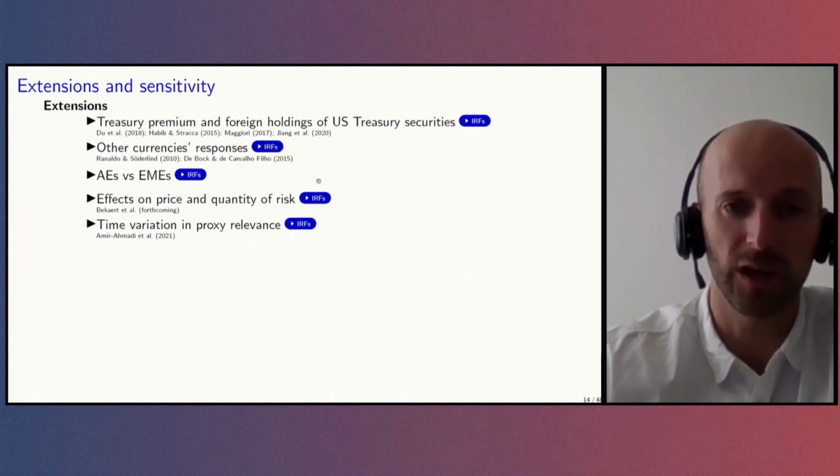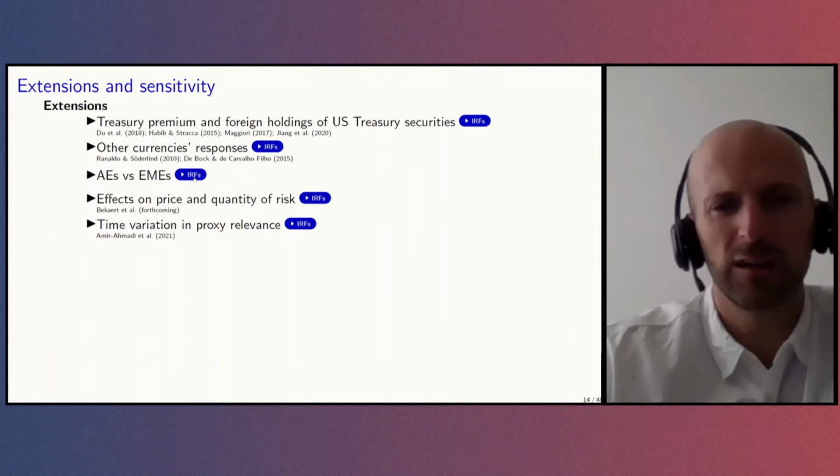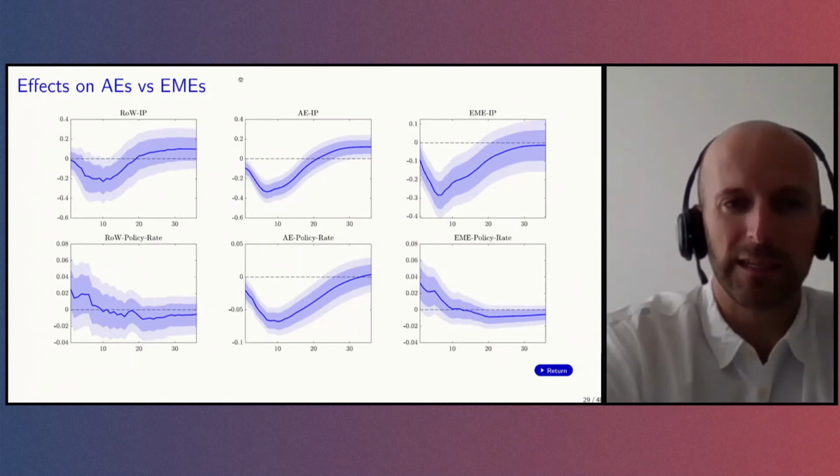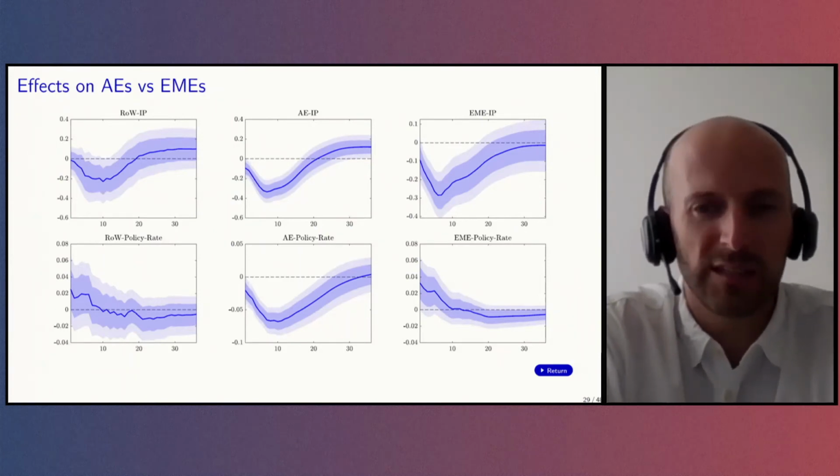The next three bullets are to provide you with additional context. The first one is looking at the effects of these global risk shocks across advanced and emerging market economies.